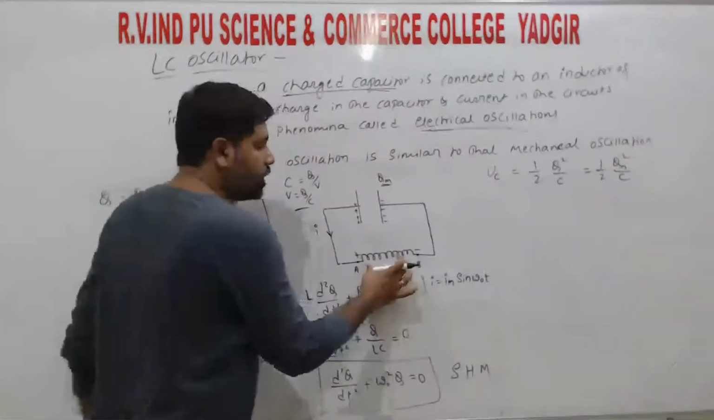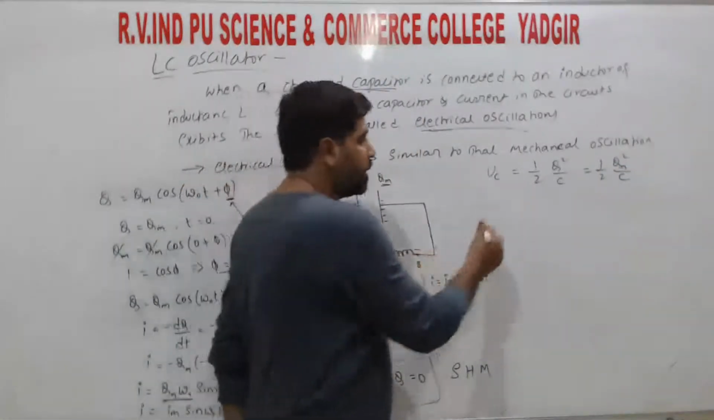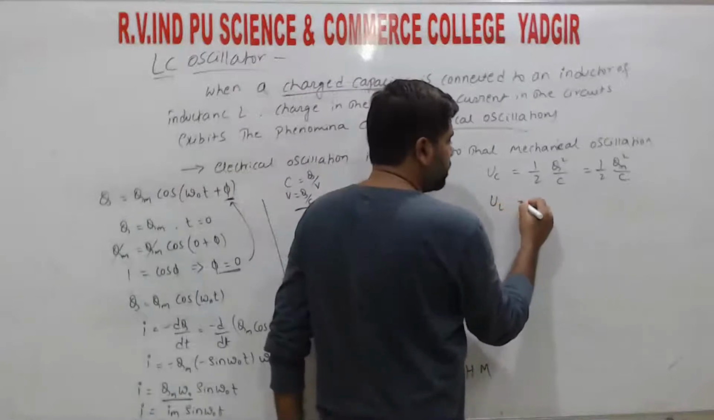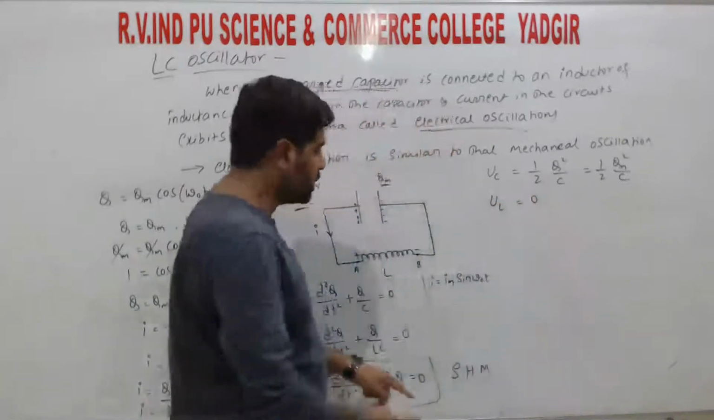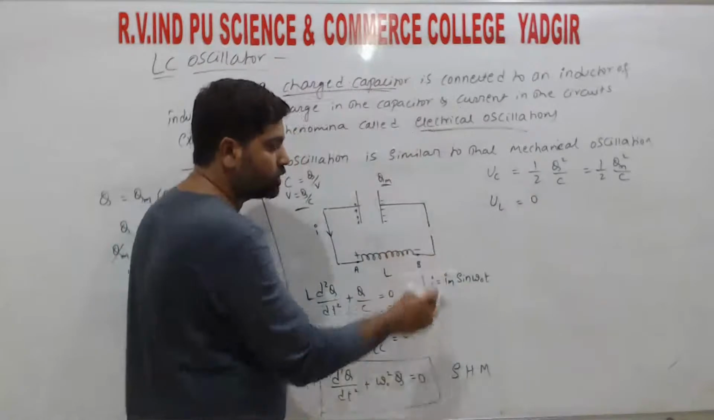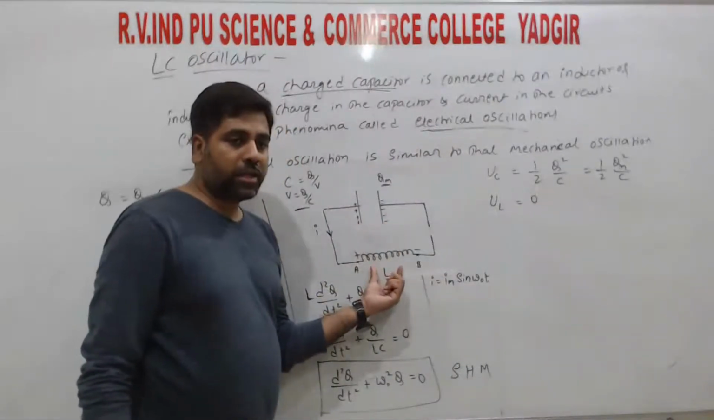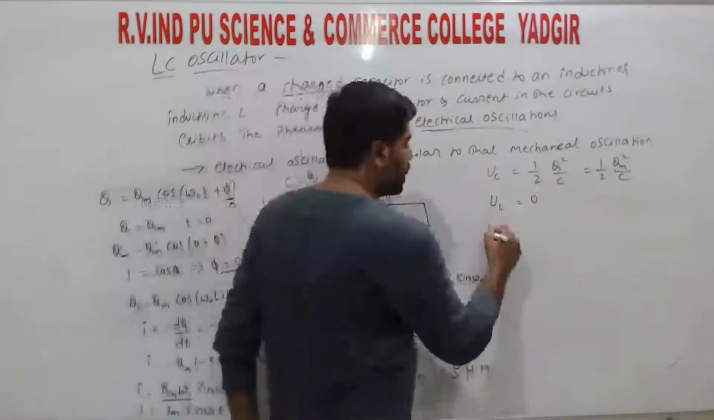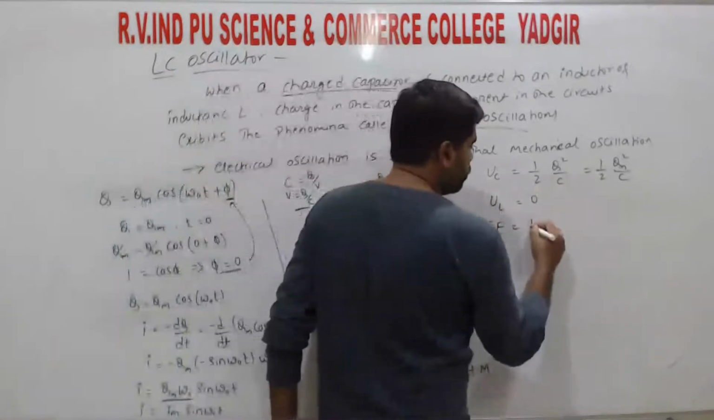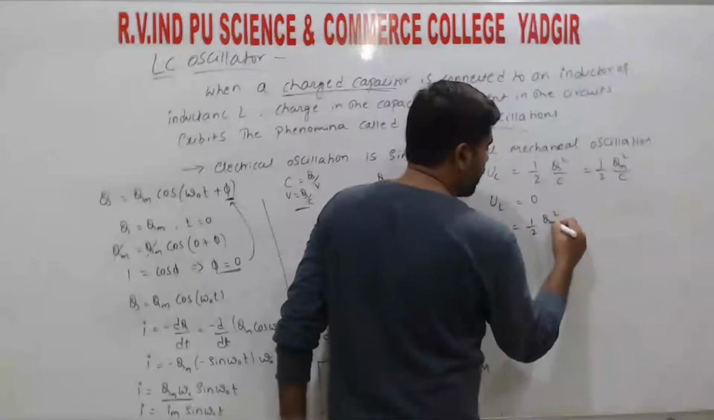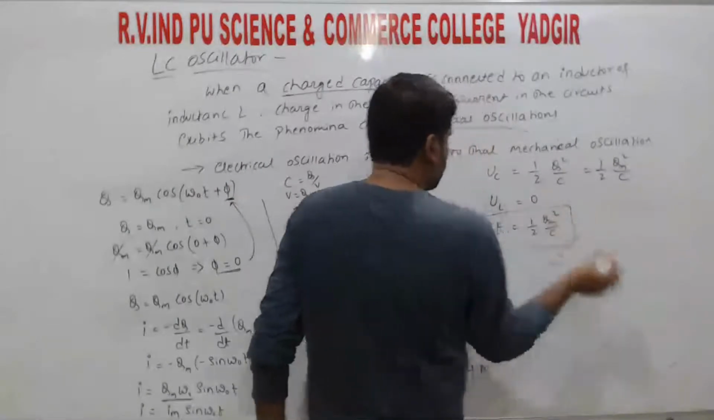At that time the energy stored in the inductor, that is U L, is equal to 0, because in the starting case we took this as an open circuit. So we have taken only a charged capacitor, no energy is stored elsewhere. That means the total energy is equal to half qm square by C.